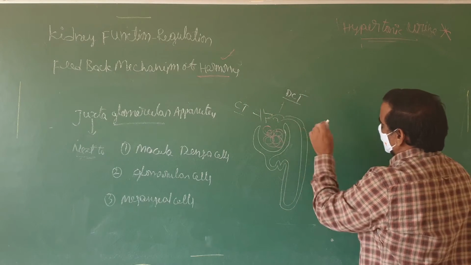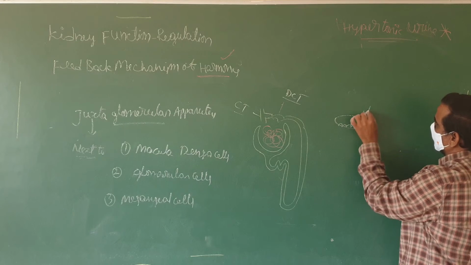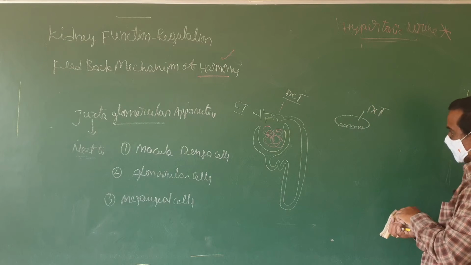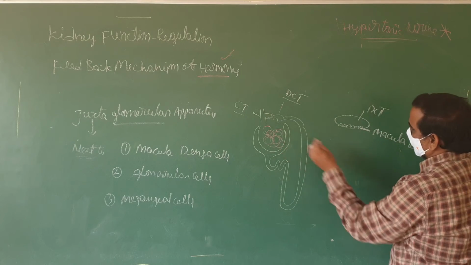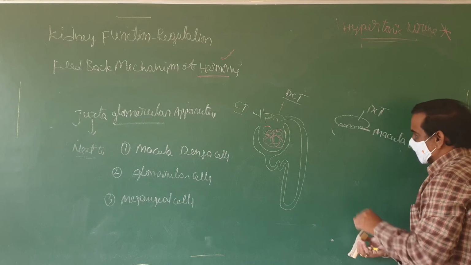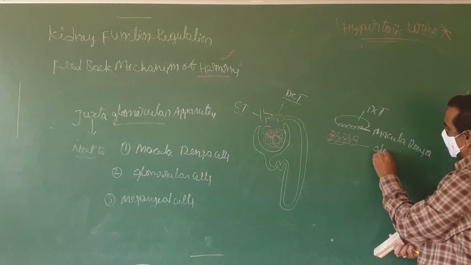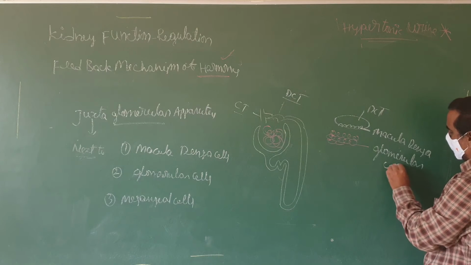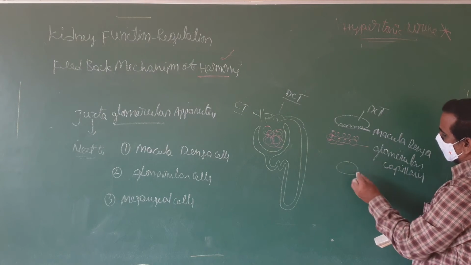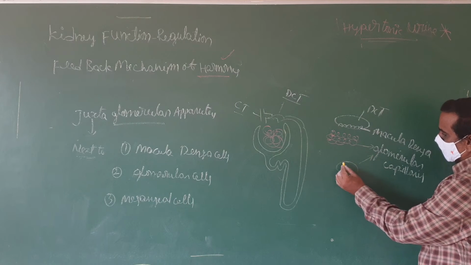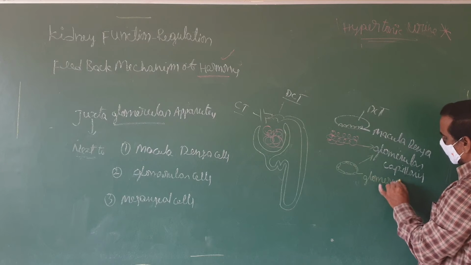We will take this portion, DCT and glomerulus. This DCT region, suppose you take this, will be the DCT portion, and these cells are macula densa. Next portion is glomerular capillaries. In these glomerular capillaries, if you take one capillary, this will be the glomerular capillary. In this glomerular capillary, there are some cells. These cells are glomerular cells.